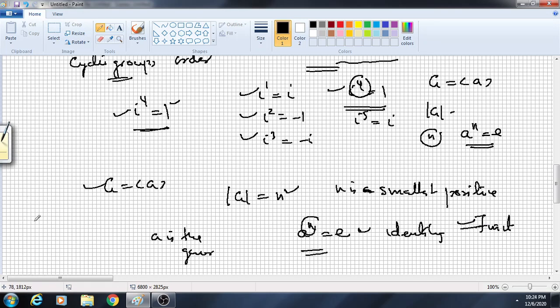Why am I taking the smallest positive integer here? Because if I take i raised to 8, that is actually i raised to 4 the whole square. So i raised to 4 is the identity 1.